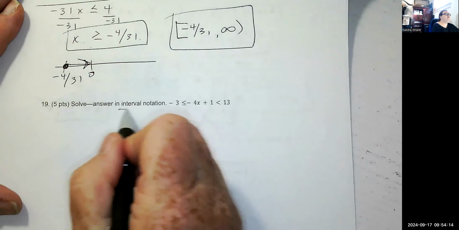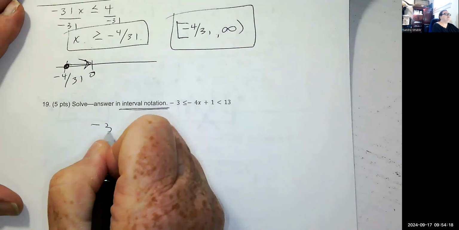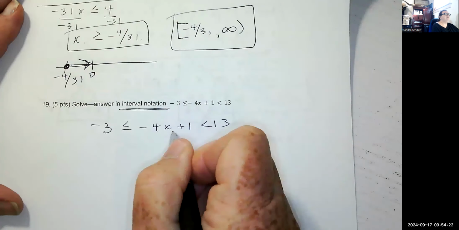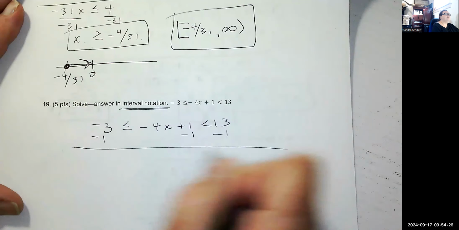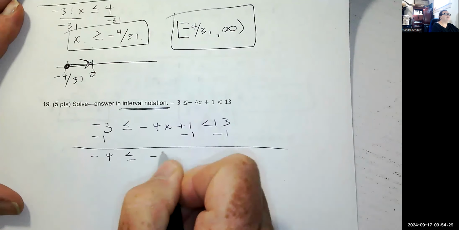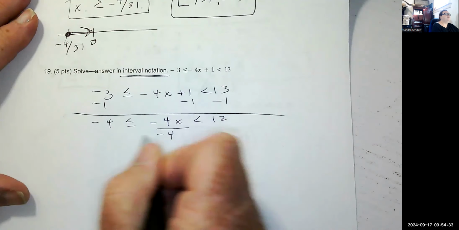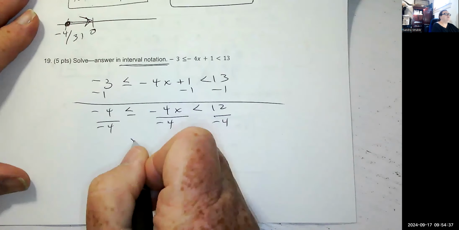Solve, answer in interval notation. So this one I have to answer in interval notation. I'm just going to rewrite this. And I'm going to solve for x, subtracting 1 from all sides. And then dividing everything by -4. Because I divide by negative, my inequalities flip.